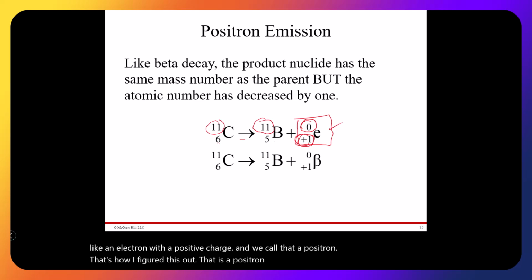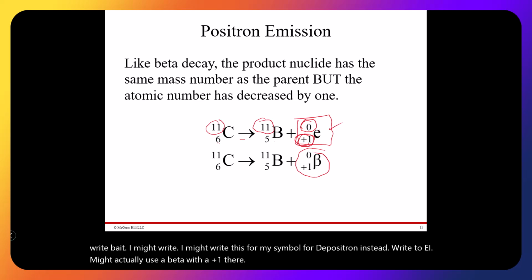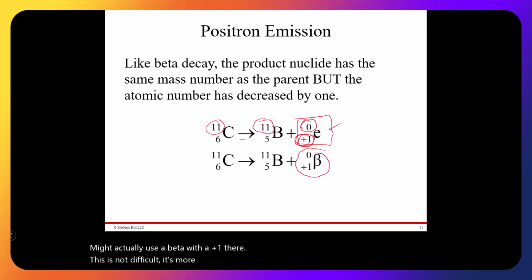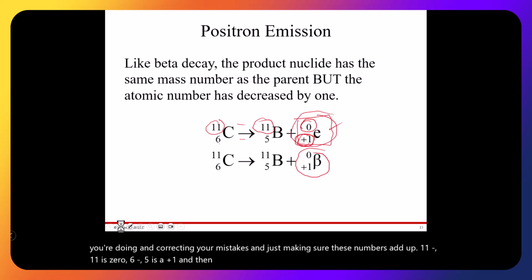So that's how I figured this out, that it's a positron. Once I figure it out, I may just write beta. I might write this for my symbol for the positron. Instead of writing an E, I might actually use a beta with a positive 1 there. This is not difficult. It's more about just being very careful and very aware of what you're doing and correcting your mistakes, and just making sure these numbers add up. 11 minus 11 is 0. 6 minus 5 is a positive 1. And then recognize that's a positron, not a beta particle.